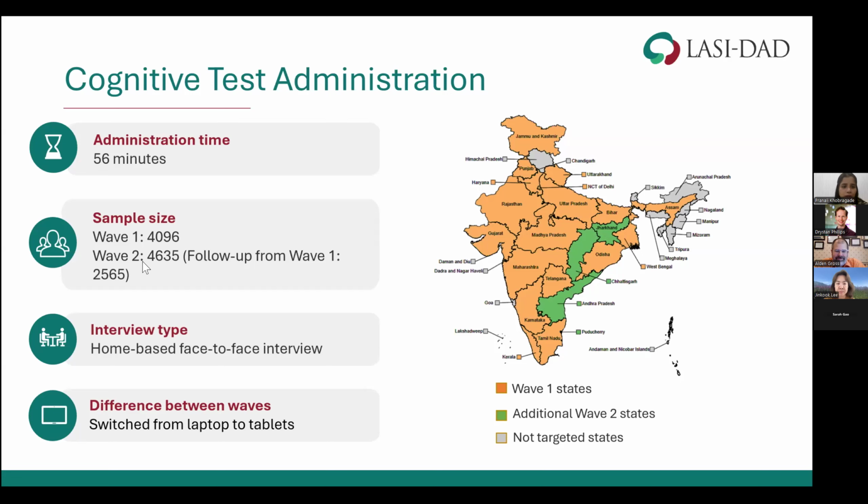All interviews were conducted face-to-face at respondents' homes. A major development between waves was the transition from using mini laptops combined with paper and pencil assessment in wave 1 to a fully tablet-based administration in wave 2.